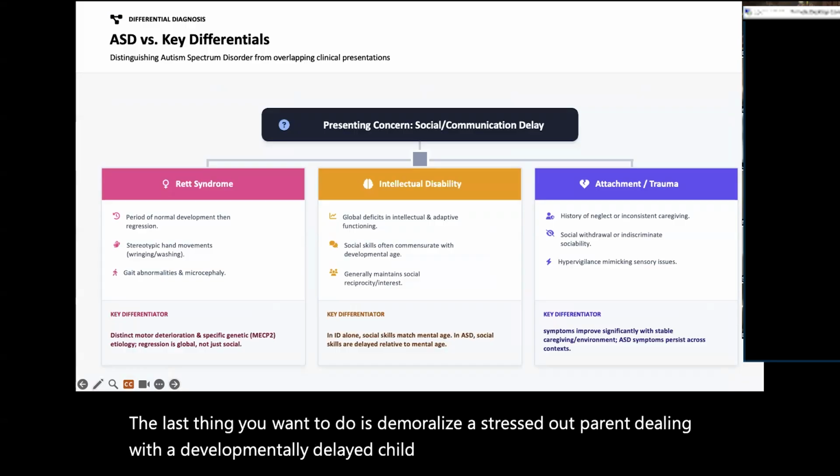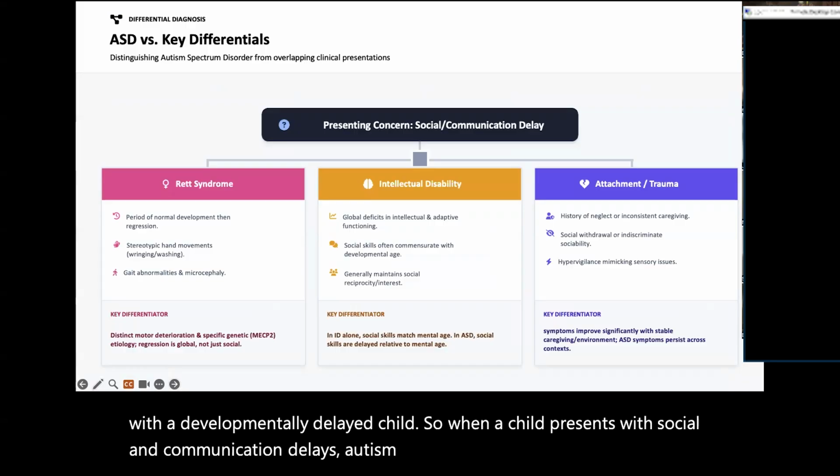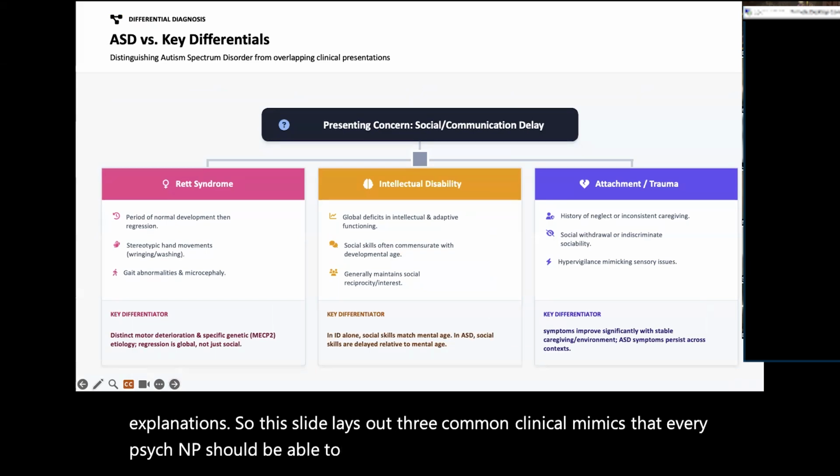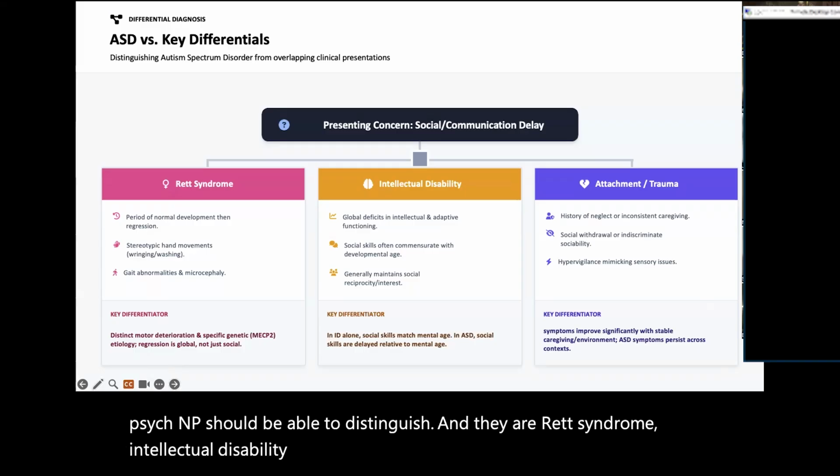So when a child presents with social and communication delays, autism is only one of several possible explanations. This slide lays out three common clinical mimics that every psych NP should be able to distinguish, and they are Rett syndrome, intellectual disability, and attachment or trauma-related disorders. So let's start with Rett syndrome.